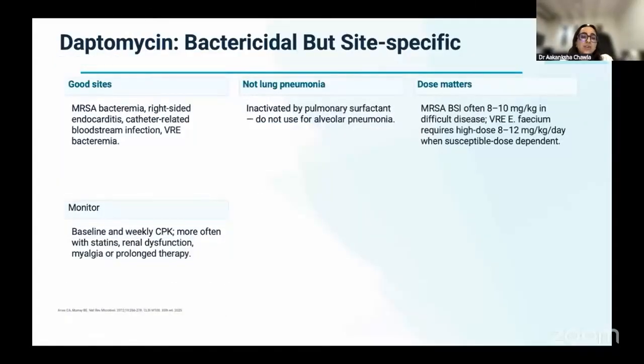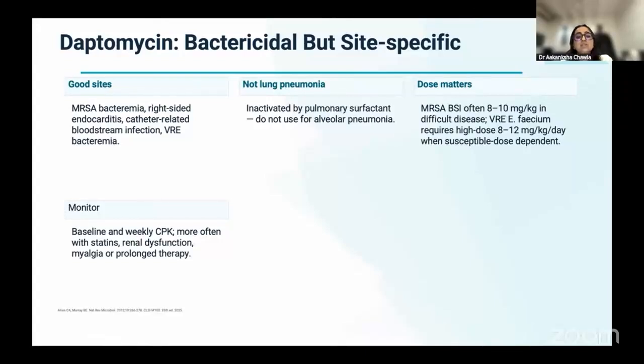The next drug that we're going to look at is daptomycin, which is a great bactericidal drug, but it is site-specific, used in MRSA bacteremia, right-sided endocarditis, catheter-related bloodstream infection, and VRE bacteremia. We have talked enough about this, and I cannot not emphasize it again today. It is not a good drug for lung pneumonia because it is inactivated by the pulmonary surfactant. Do not use it in patients with pneumonia.